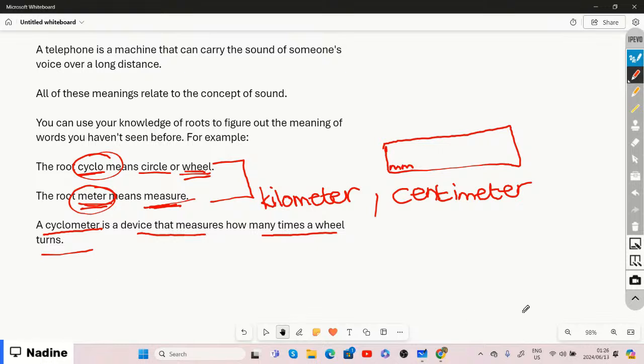Which means that once again, we have root words, and our root words are used to figure out the meaning of certain words. Our root word is given, then it has a specific meaning, and whatever word surrounds that root word, the meanings will then be similar.